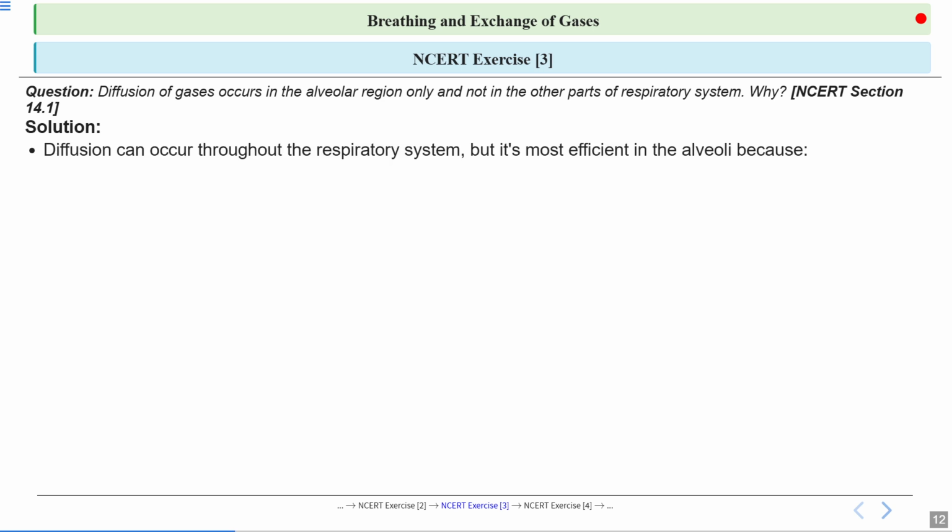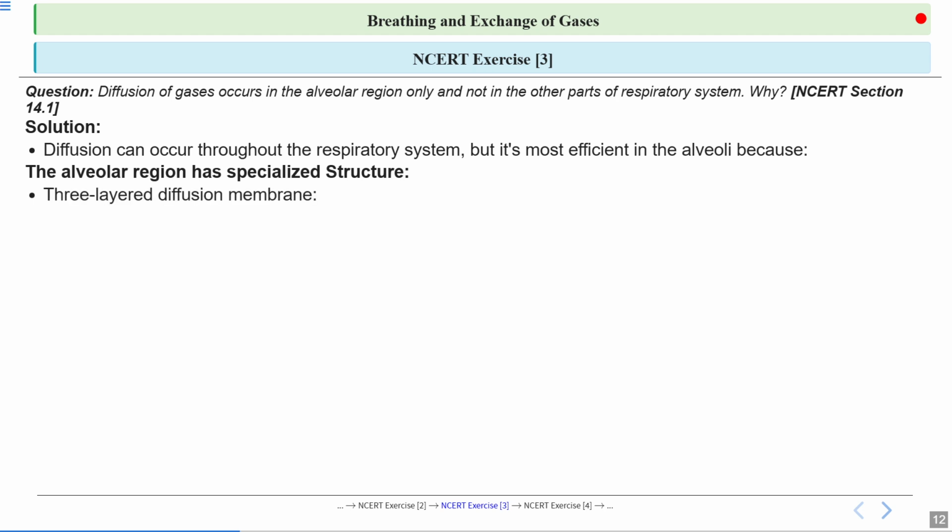Diffusion can occur throughout the respiratory system, but it is most efficient in the alveoli. Diffusion is taking place throughout the respiratory system, right? But it is happening most efficiently in the alveolar region. Let us see why. The alveolar region has a specialized structure for the diffusion process to occur, so that diffusion can occur properly. What is that specialized structure?